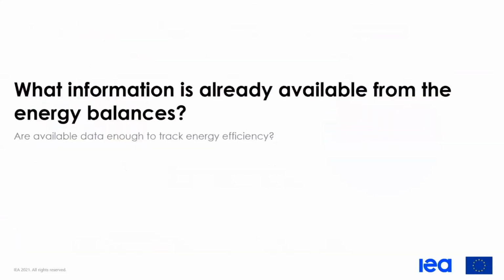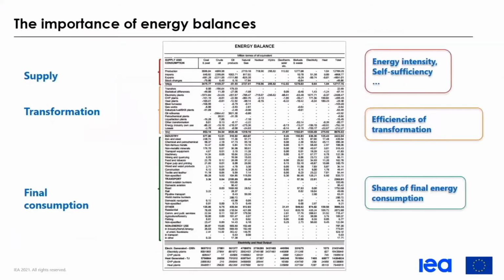But now, let's see what kind of data are already available from the energy balances. Energy balances give a very useful piece of information, and combined with some macroeconomic data allow us to calculate aggregated indicators, like for example the energy intensity. However, there are limitations in terms of the disaggregation of the data. For example, in an energy balance, the residential and the services sector are represented as a total, while in order to study energy efficiency, we would need a further disaggregation by end use, for example, space cooling and space heating.